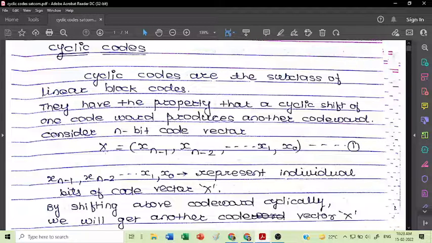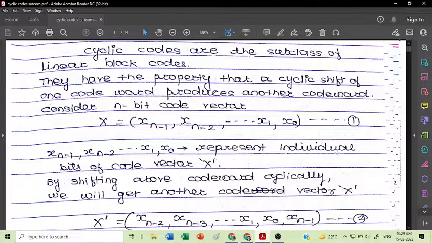X is the code vector. X is equal to x of n minus 1, x of n minus 2, up to x of 1 and x of 0. Here we can consider it as equation number 1. x of n minus 1, x of n minus 2, x1 and x0 represent the individual bits of code vector x.